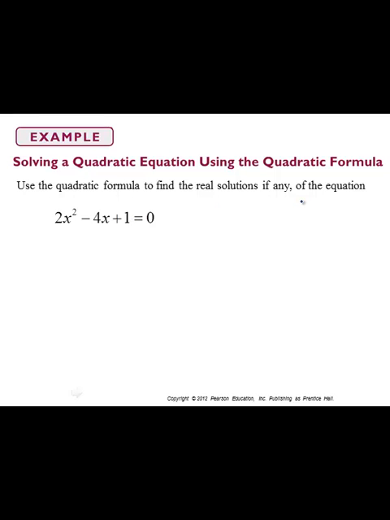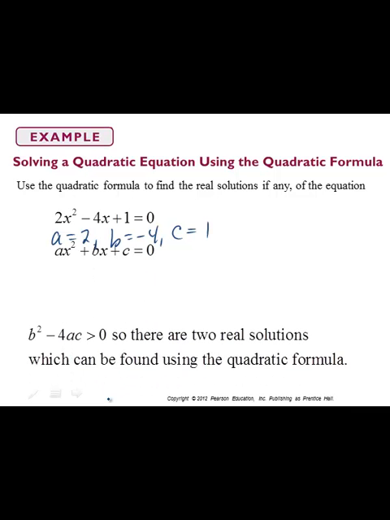Here we have 2x squared minus 4x plus 1. So you identify a as 2, b as negative 4, and c is equal to 1. And you can just plug those numbers into your quadratic formula. So let's go ahead and calculate our discriminant first. b squared minus 4ac. Well, b squared is going to be negative 4 squared, which is 16, minus 4 times 2 times 1. So you have 16 minus 8, and that's positive. So we know that there are two real solutions.